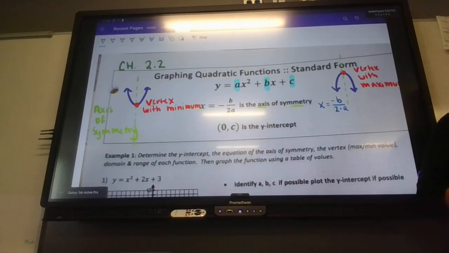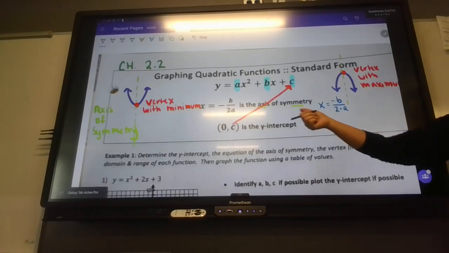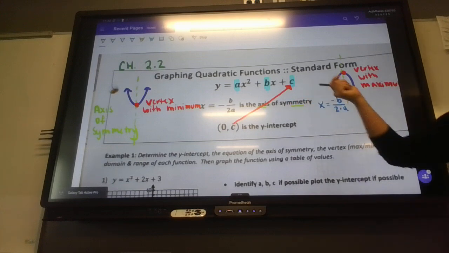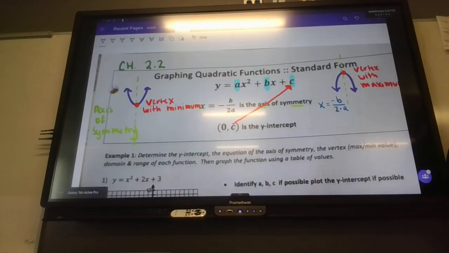Same thing. And then the last piece of information in this top box is that c, that last value, it's a constant, is the y-intercept. In a linear function, the y-intercept is called b. In a quadratic, it's called c.